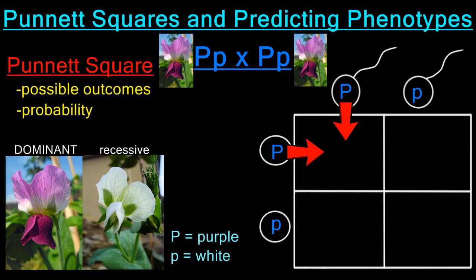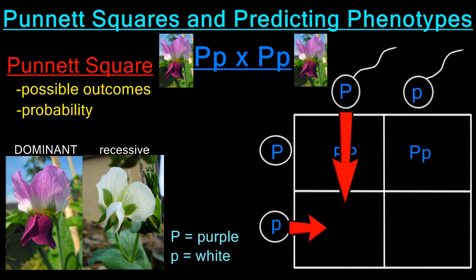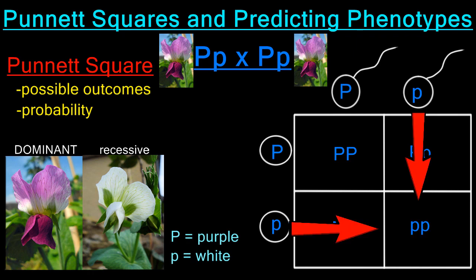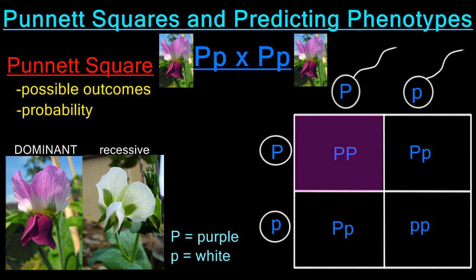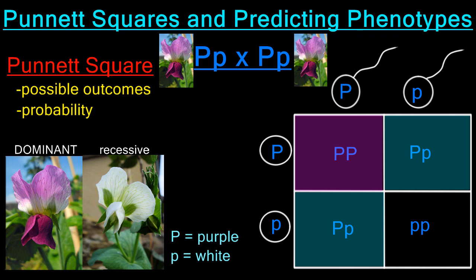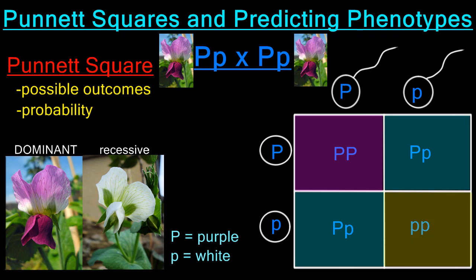The union of this egg and this sperm would give us the genotype big P, big P. If this egg and this sperm fused, we would get a genotype big P, little p. This egg and this sperm would produce the genotype big P, little p, and this egg and this sperm would produce an individual with the genotype little p, little p. This cross gives us quite a variety of genotypes and phenotypes in the offspring. We have 1 homozygous dominant, 2 heterozygous, and 1 homozygous recessive individual. This is a 1 to 2 to 1 ratio.